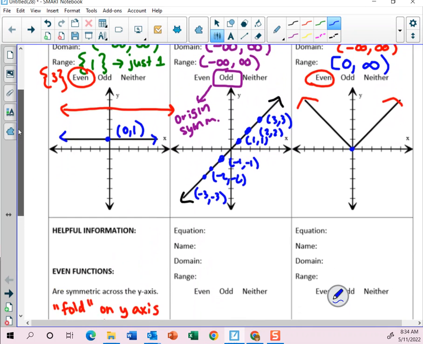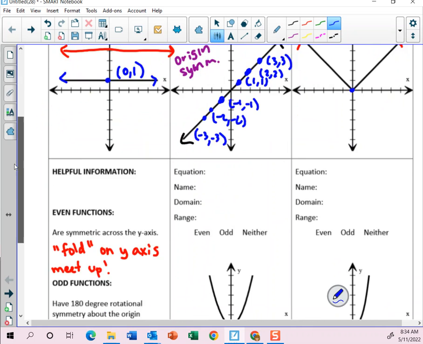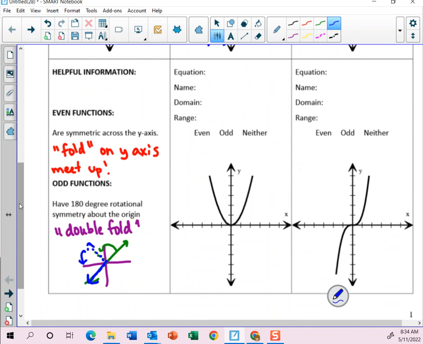Okay. Can we say that again? Yeah, absolutely. So the double fold is just how I think about it. That's not an official geometry description, but this is Willow Rock making sense of geometry for herself. But fold it over, fold it down, two pieces match up. That thing's an odd function. It's got the origin symmetry.